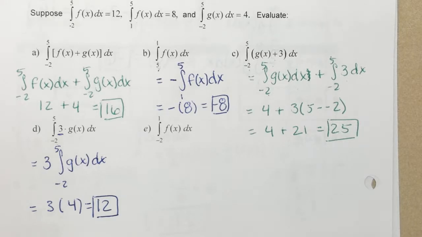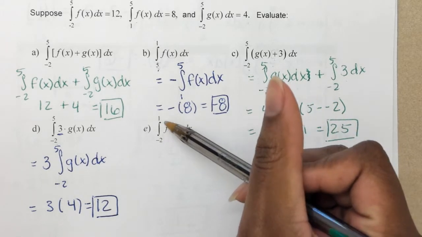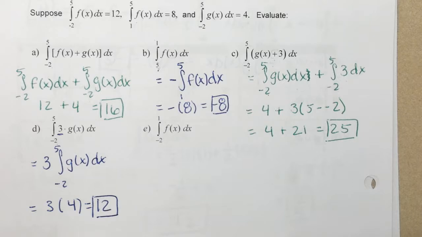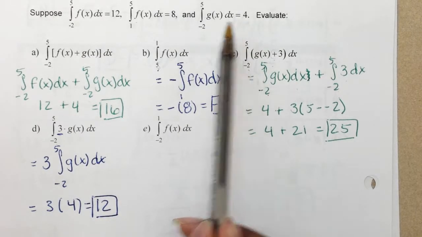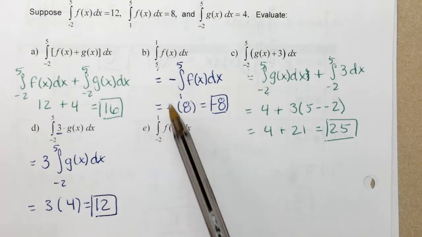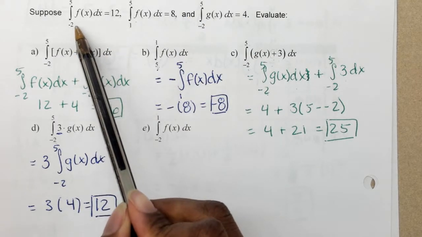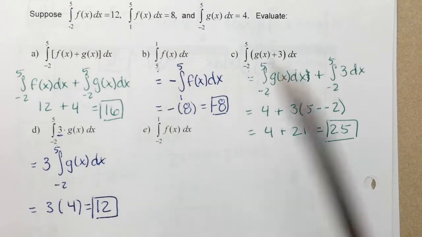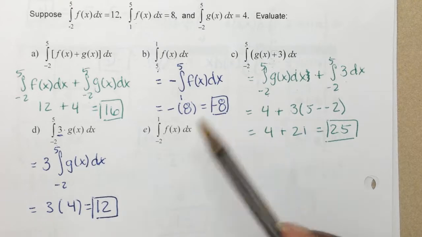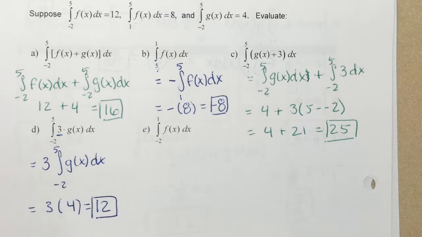In our last problem, we want the integral from -2 to 1 of f of x dx. If we look at what we have up here, we do not have an integral from -2 to 1. We do have an integral from -2 to 5, and we have an integral from 1 to 5 of f of x dx. So how are we going to get an integral from -2 to 1 is now the question.